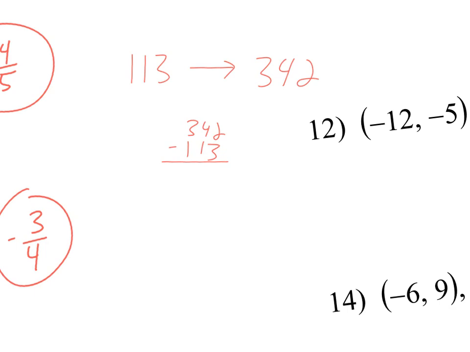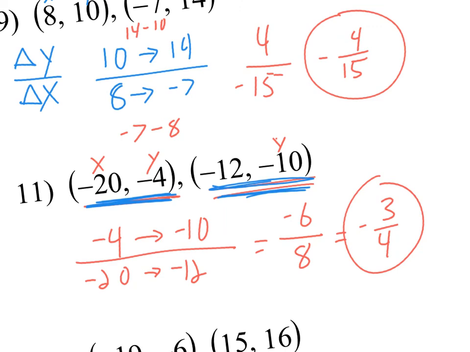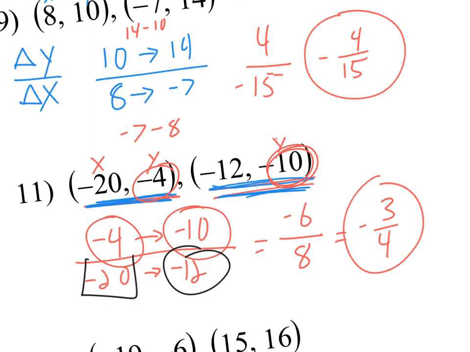All right? I went from 113 to 342. So I took my new number and I subtracted my original number. I'm taking my new number minus my original. That'll tell me how much it changed. And so on the bottom when you have to go -12 minus -20. Exactly, -20 minus -12. Yeah, because if you did negative 20 minus 12, now you're going in a different direction. Okay? We take our new number minus our original number.